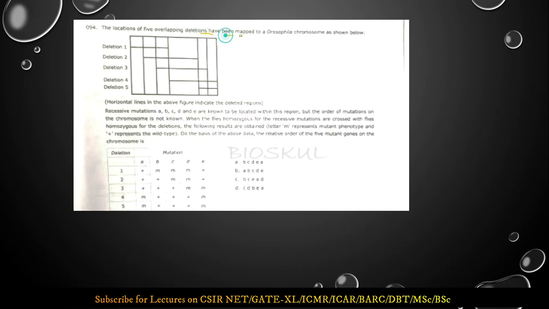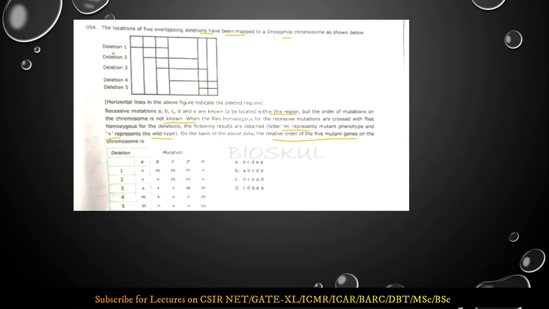The locations of 5 overlapping deletions mapped to a Drosophila chromosome are shown below. It represents the recessive mutations A, B, C, D, E that are known to be located in this region. So where there is a deletion, there is a location of the recessive mutations A, B, C, D, E. But the order of the mutations on the chromosome is not known. Okay, the order is not known. And M represents the mutant phenotype and plus represents the wild type. So here plus is wild type and M is mutant. So based on the above data, we have to find out the relative order of the mutant genes on the chromosome.